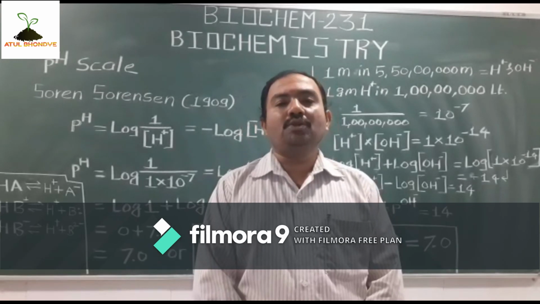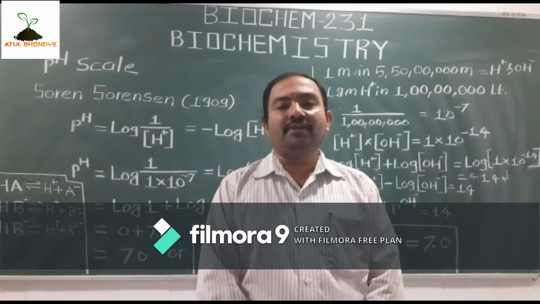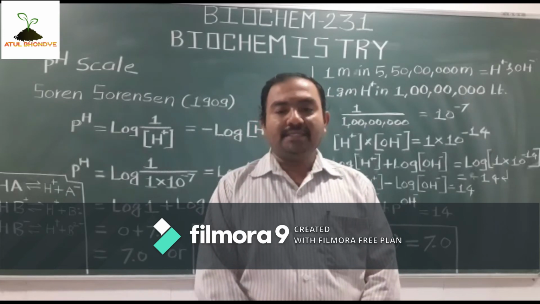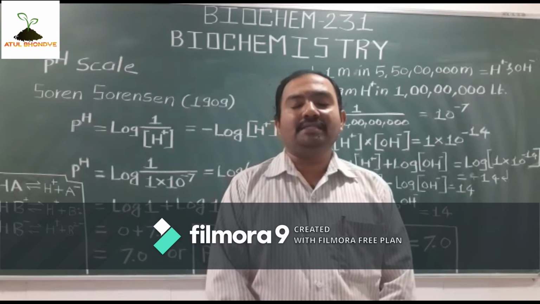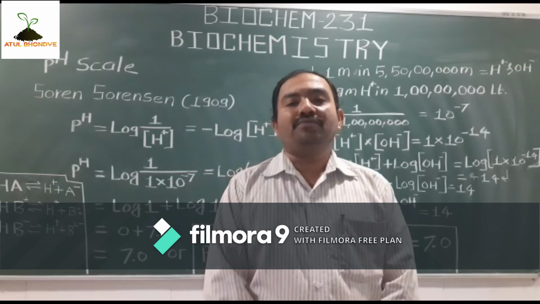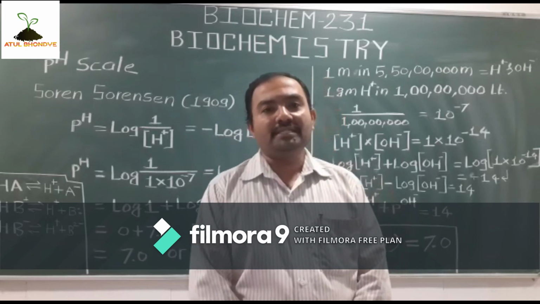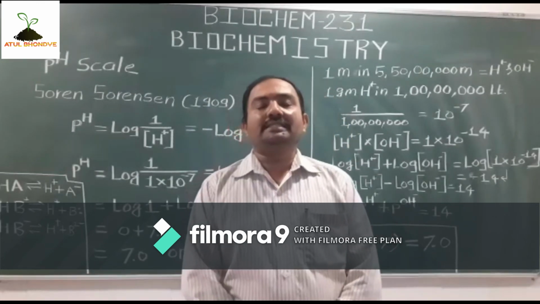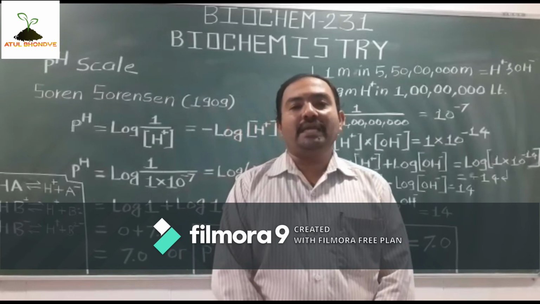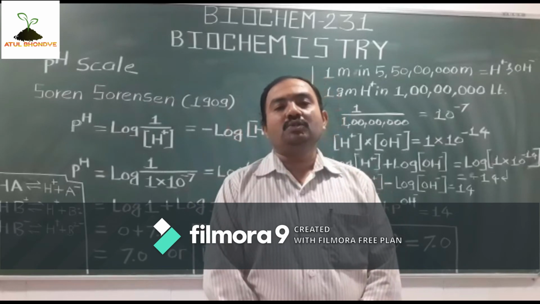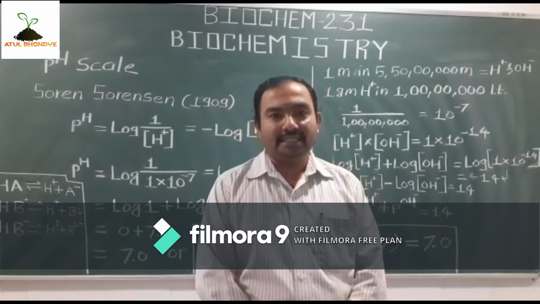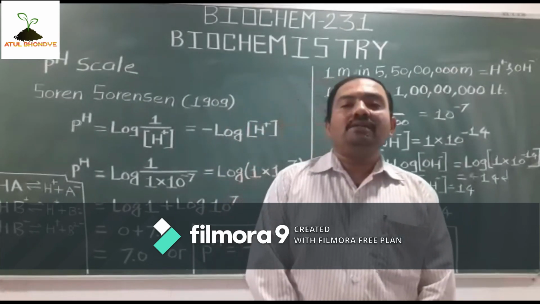So the electrophile and nucleophile concept was given by the scientist G.N. Lewis in 1923. This concept is also related to acid and base, that is, the compound which accepts the pair of electrons from the base is called the acid, and the compound which donates the pair of electrons to the acid is called the base. So the electrophile and nucleophile concept is given by the scientist G.N. Lewis.